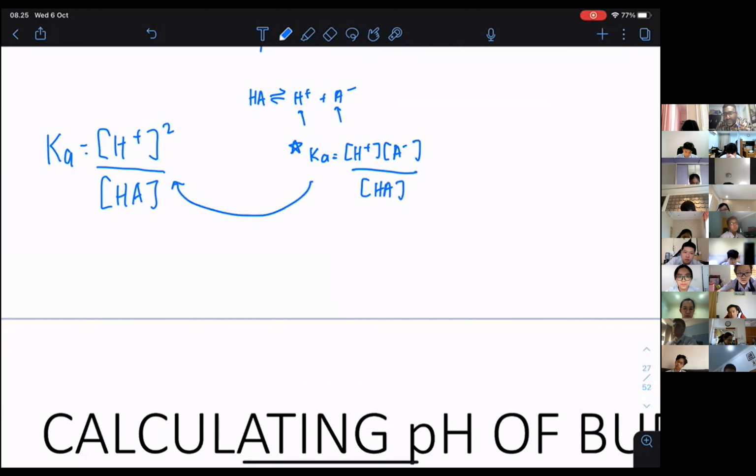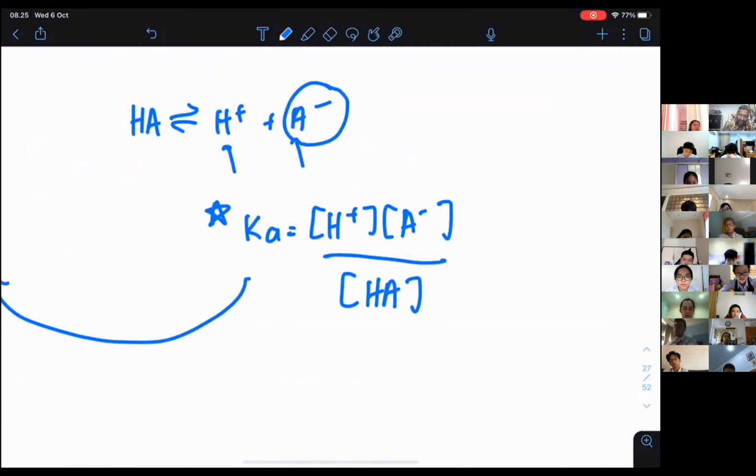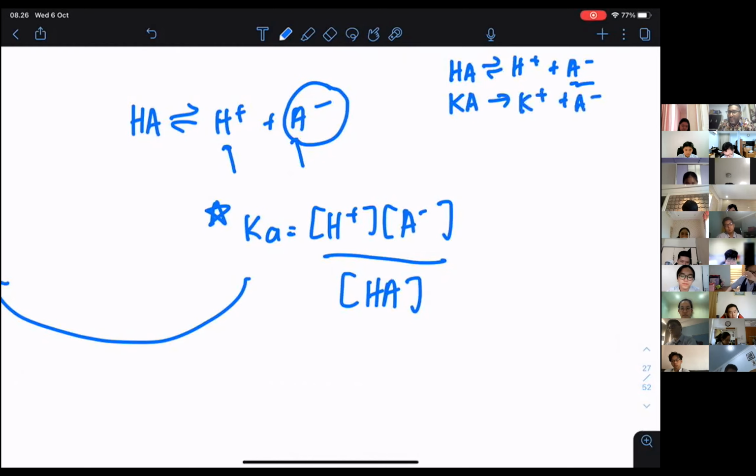Okay, we maintain this formula. Why? Because for a buffer, the concentration of this is not the same as H plus. Why? Because remember, for HA to give you H plus and A minus, I need to have a salt of this. Maybe I'll just put KA. KA gives you K plus and A minus. So this A minus is also going to come over here.